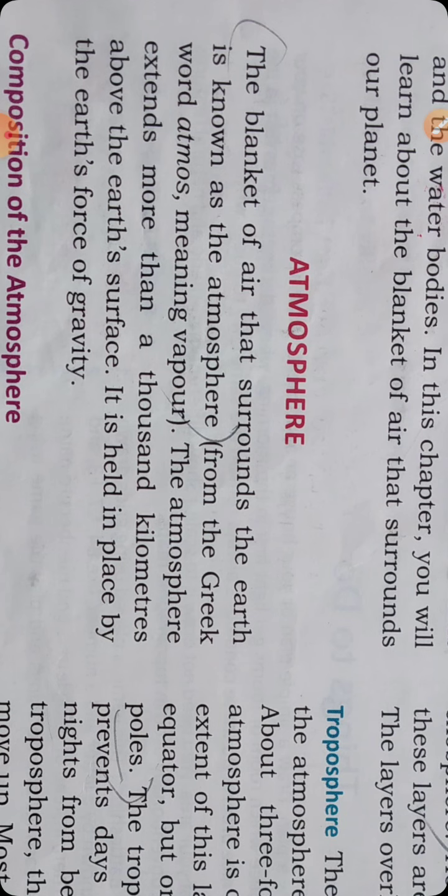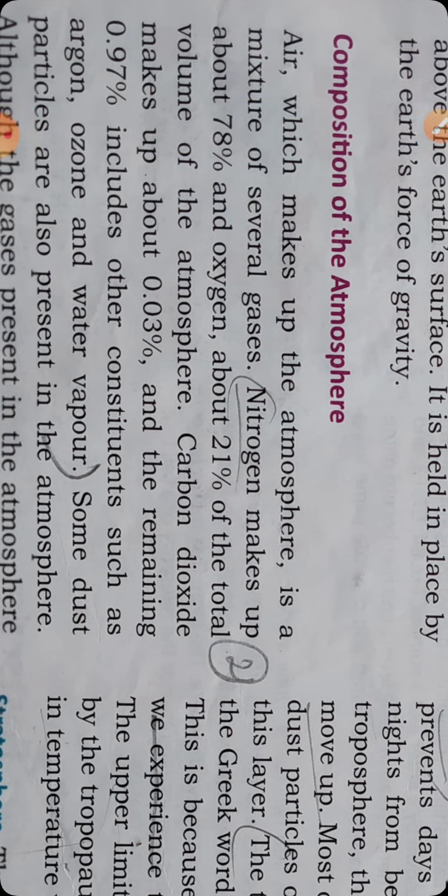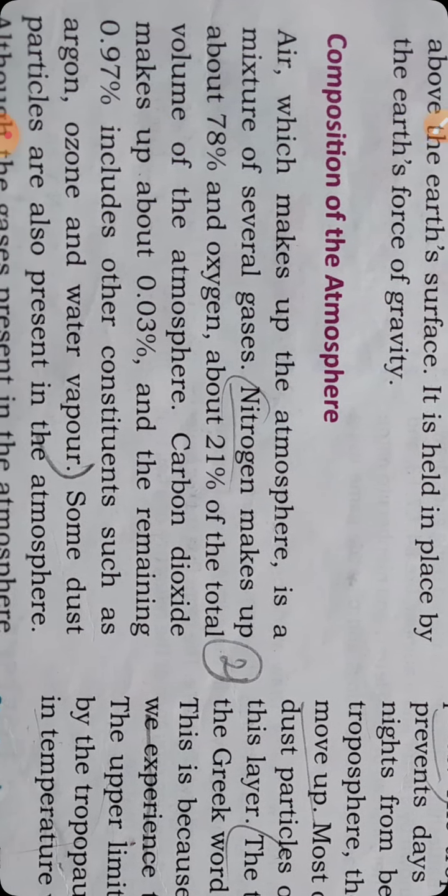The blanket of air that surrounds the earth is known as atmosphere. Please underline it with your pencil. This is the definition. I repeat: the blanket of air that surrounds the earth is known as atmosphere, from the Greek word atmos meaning vapor. The atmosphere extends more than 1,000 kilometers above the earth's surface. It is held in place by the earth's force of gravity. So this is the meaning of atmosphere.